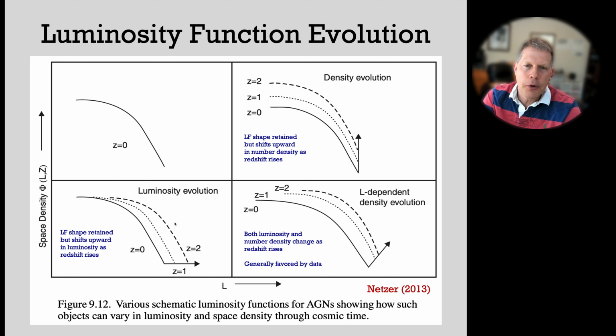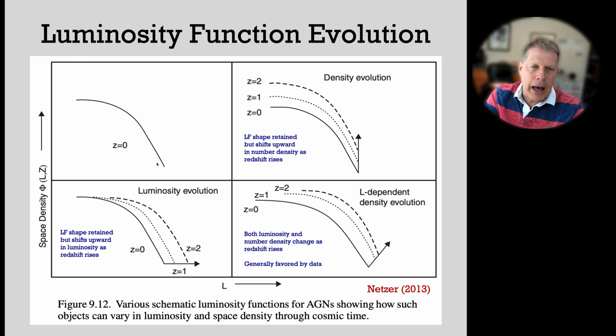And this is a useful plot from Netzer's book that lays out the types of evolution of the luminosity function that people speak of. This basically shows the space density versus the luminosity. Here is your characteristic curve at a redshift of 0. That's the luminosity function for quasars, say, at a redshift of 0. It's just a schematic. The axes aren't even labeled, but you see the basic idea.